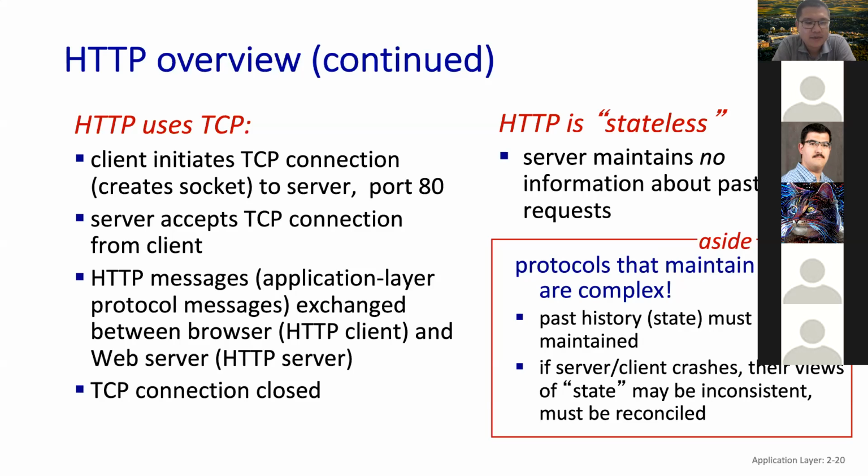And then the server accepts the TCP connection from the client, and HTTP messages are exchanged between the browser, the client, and the web server. And finally, the TCP connection is closed. You can think about this as several steps. First, the HTTP client uses TCP to establish the connection, and the server accepts the request and establishes the connection. Then HTTP messages are exchanged between the browser and the web server, and finally the connection is done.